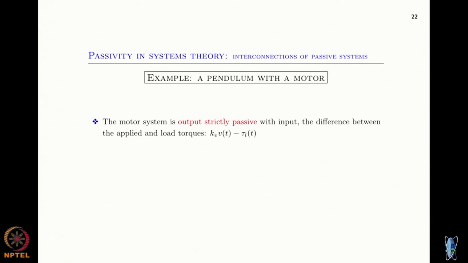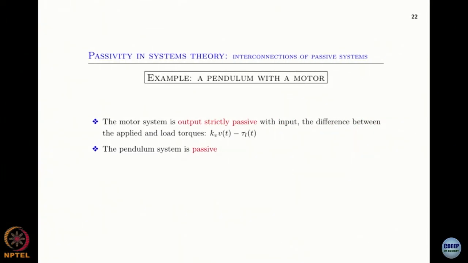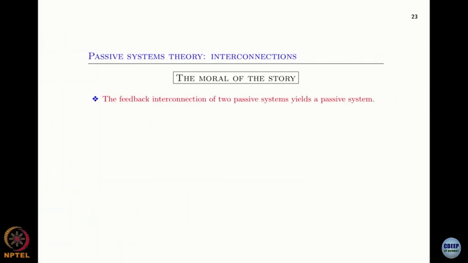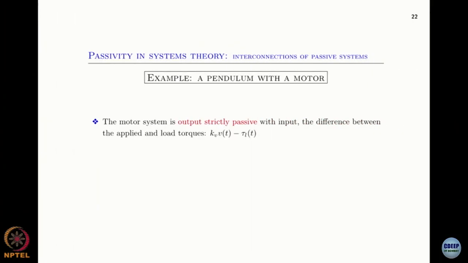Once again, this is because the motor is output strictly passive, with input being this difference. The pendulum is passive. So I'm interconnecting a passive system with an output strictly passive system, so the resulting interconnection will be output strictly passive due to this guy. So I recover this term in the total energy balance equation. Again, the feedback interconnection of two passive systems yields a passive system. A passive system with output strictly passive feedback yields an output strictly passive system. That's the case that I showed you with the electrical circuit with the additional resistor.